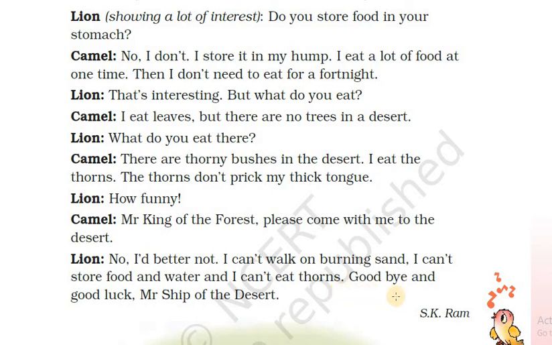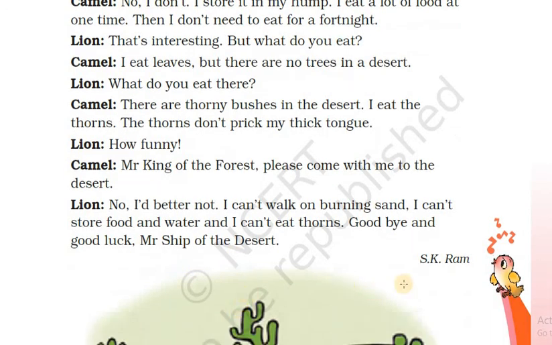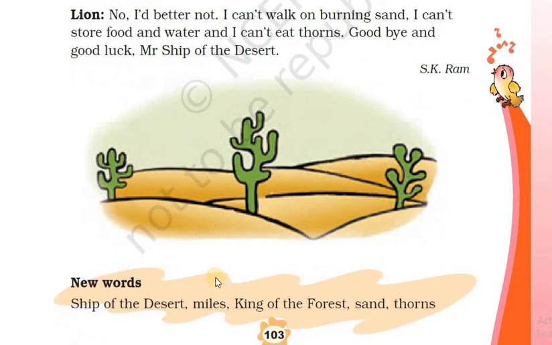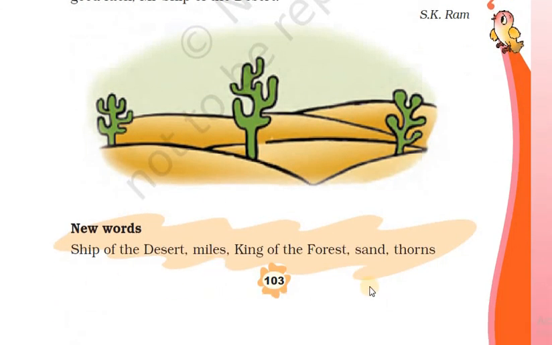सकता। Goodbye and good luck, Mr. Ship of the Desert. So here they end their conversation. They just say goodbye to each other, and Lion wishes good luck to Mr. Ship of the Desert. That means Lion wishes good luck to the camel. This lesson is written by S.K. Ram. Words that we have already discussed in the last video.